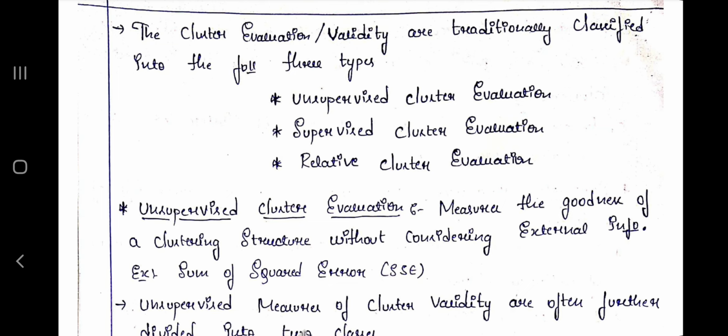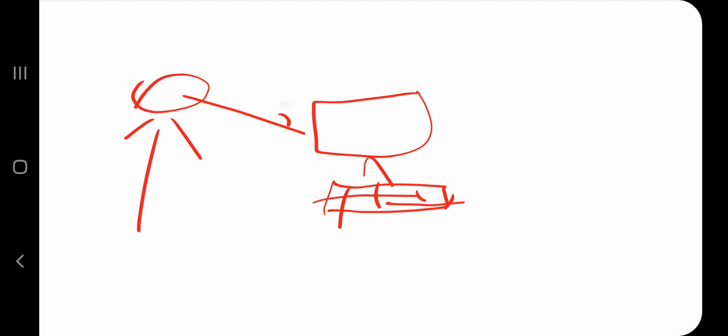Unsupervised means what? Someone is not watching, like that only. No matter how stupid it looks, remember like this only. You are doing some coding here, and someone is watching you, your boss is watching you, that is called supervised. If your boss is not there, not watching you, that is unsupervised. Relative means sometimes the boss will come and watch, sometimes the boss will not come and watch. That is the relative, the mixture between the unsupervised and supervised.